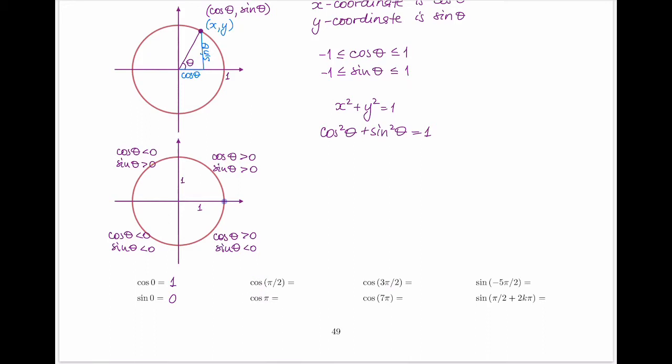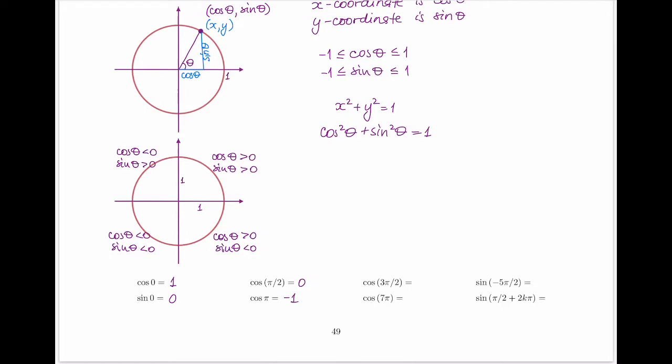Cosine of pi over 2. So let's think about what angle does that correspond to. Pi over 2 is 90 degrees, so up here. Cosine is the x-coordinate of this point. What is the x-coordinate of that point? It's 0. Next up is cosine of pi. Pi is this angle down here from the positive x-axis going all the way out to pi here. Cosine is the x-coordinate. What's the x-coordinate here? It's to the left of the origin, so it's -1.